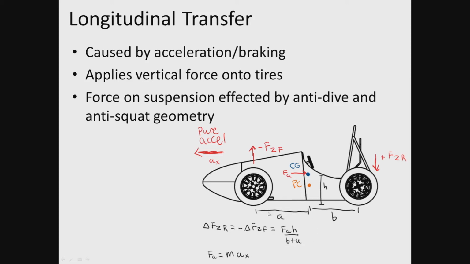We're defining a as the distance between the front wheel and the center of gravity, and b from the back wheel to the center of gravity. We could just replace this with L, or wheelbase, and put that on the bottom. We have it written as b plus a right now.